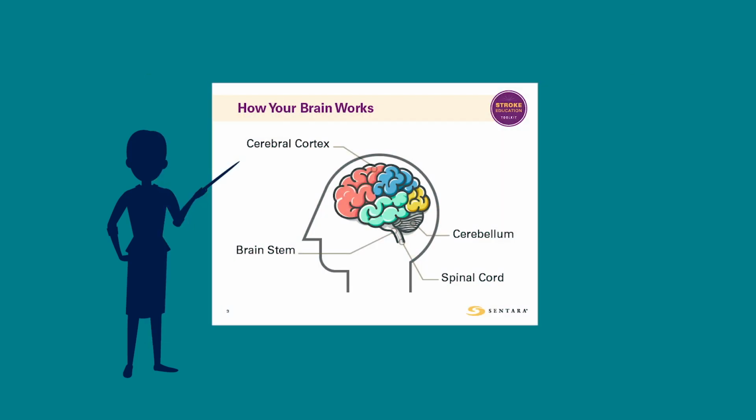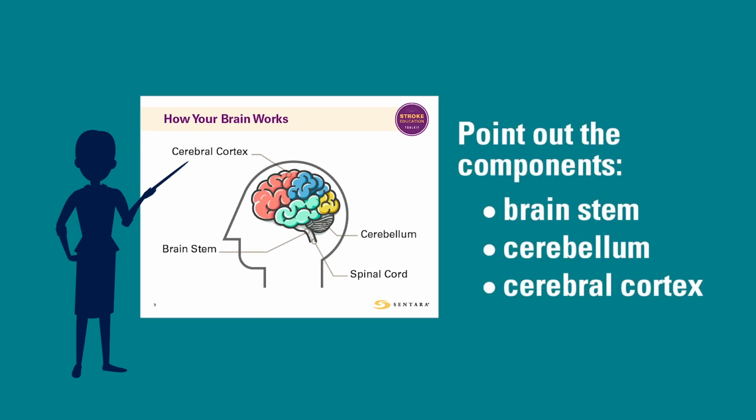This is the introduction to the nervous system. Ask kids if they want to see a brain. Show them the picture of the brain. Point out the different components and what they do.